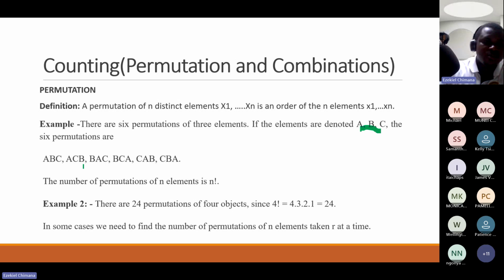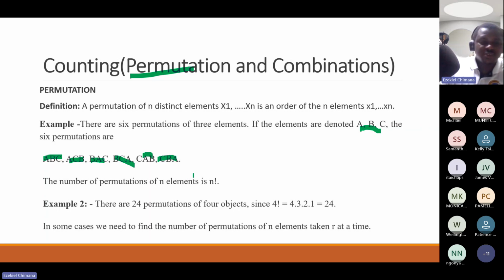It's different from when you are doing combinations. Because in combination, we are just looking at combining the elements together. So if you are doing combinations, CAB is just the same as CBA. That's what we are talking about. So here, for permutation, you are going to have ABC and then ACB. Maybe you can have BAC, then BCA, CAB, and CBA.